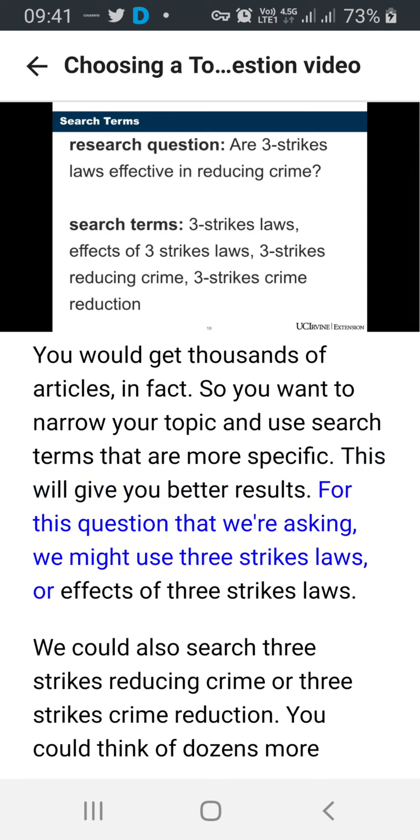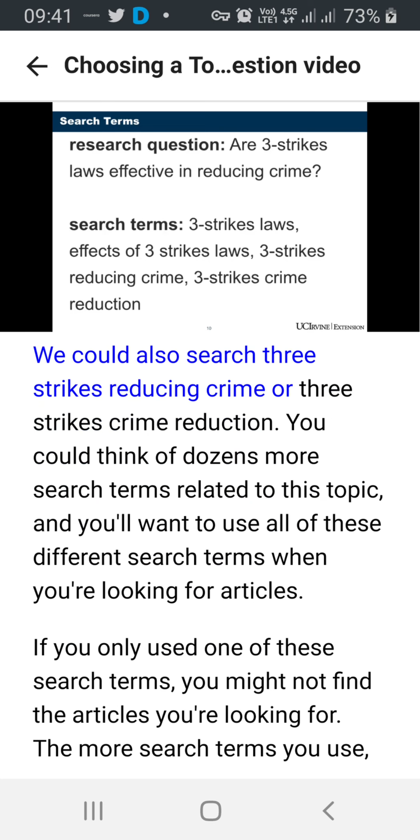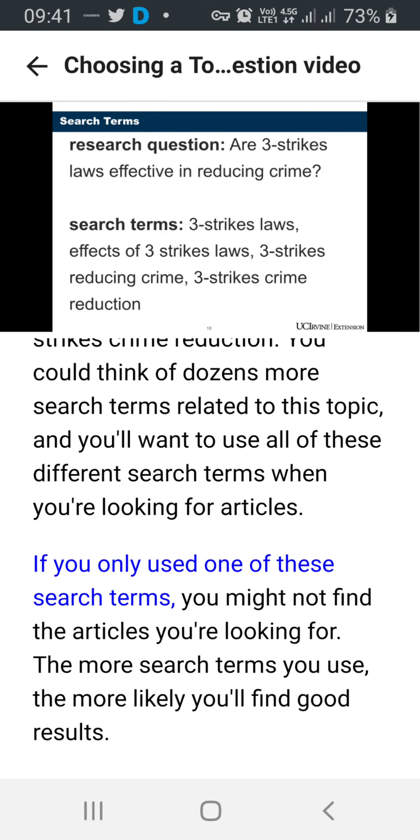For this question that we're asking, we might use three strikes laws or effects of three strikes laws. We could also search three strikes reducing crime or three strikes crime reduction. You could think of dozens more search terms related to this topic. And you'll want to use all of these different search terms when you're looking for articles. If you only used one of these search terms, you might not find the articles you're looking for. The more search terms you use, the more likely you'll find good results.